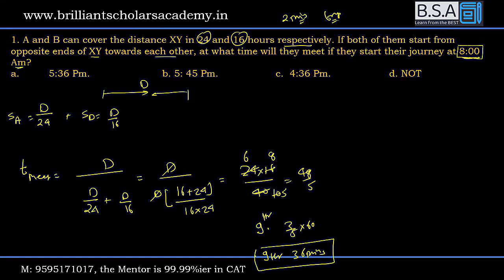This is a very simple and a very straightforward approach. For that, I had to create equations. Now I want you to notice this part. D is getting cancelled.